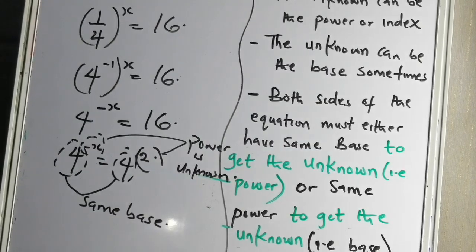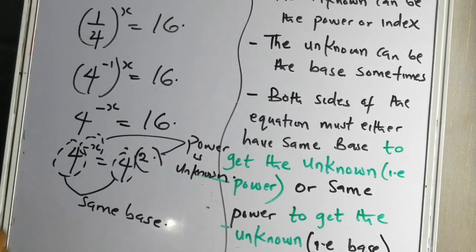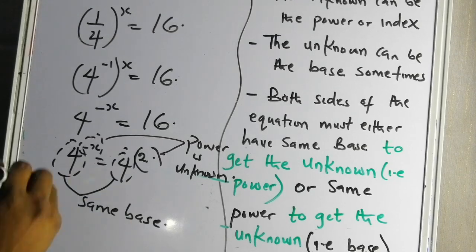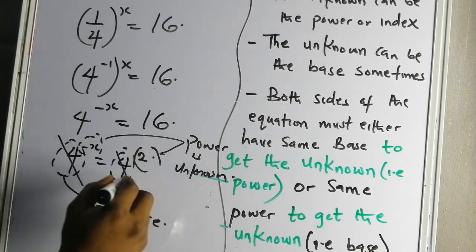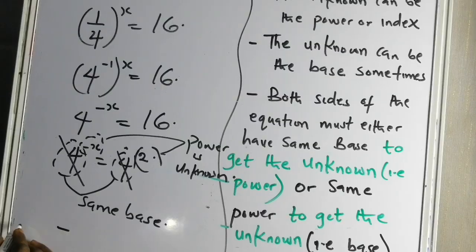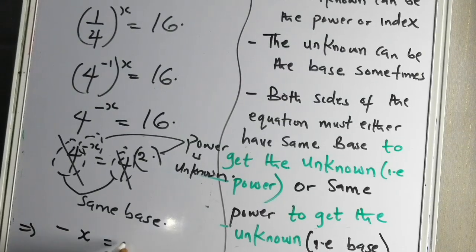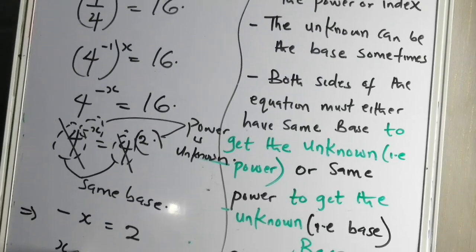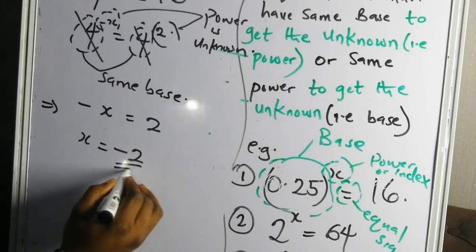So you can see what I'm saying here. 4 here, the same base. It means we cancel 4, then you drop the power. That implies that minus x equals what? 2. And x equals what? Minus 2. It's as simple as that.